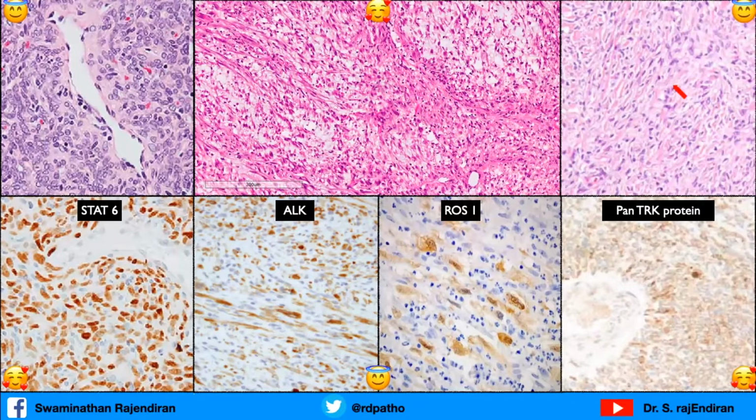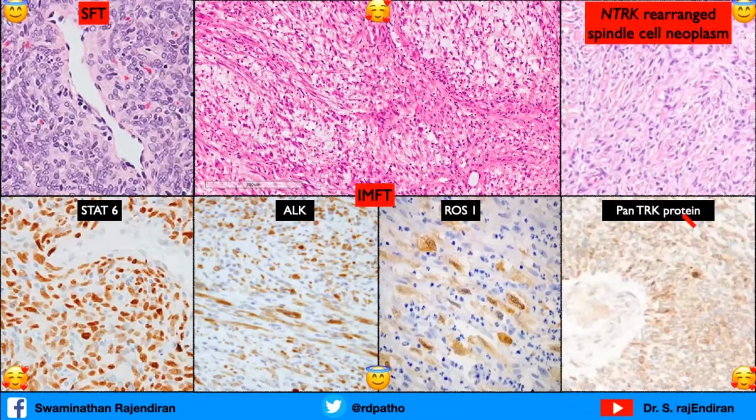This tumor again shows spindle cells, a hypercellular tumor, and they are positive for pan-Trk protein. So this is again a molecular diagnosis, or H&E based molecular diagnosis: solitary fibrous tumor, inflammatory myofibroblastic tumor, and NTRK rearranged spindle cell neoplasm.